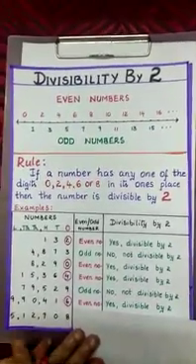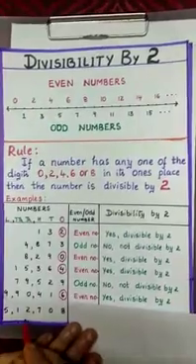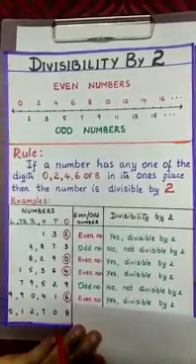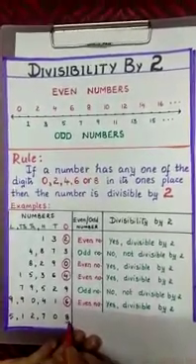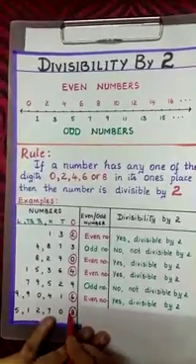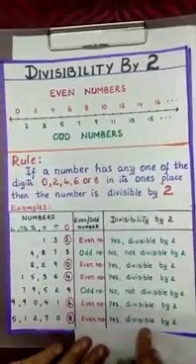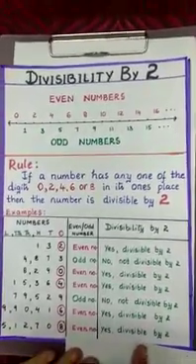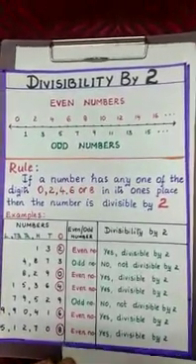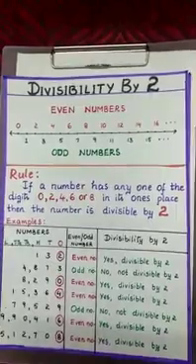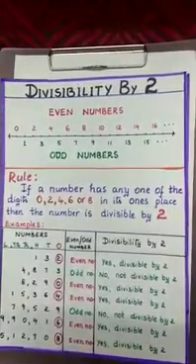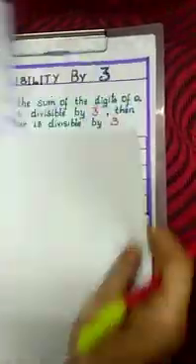Now the last number, 5,12,708. Now tell me what is the digit in the ones place? 8, which is an even number. So this number is also divisible by 2. Children, how easy you see? Without actual division, we get the answers. Yes or no? Yes. Now let us learn some more rules.